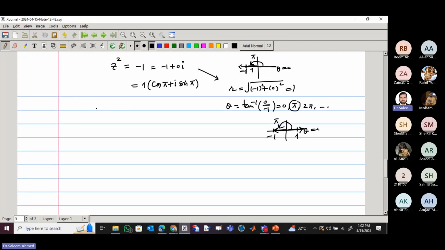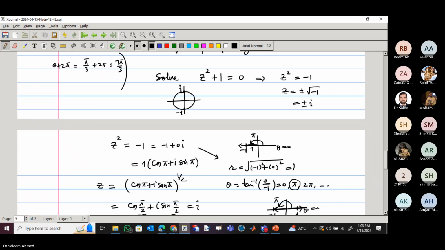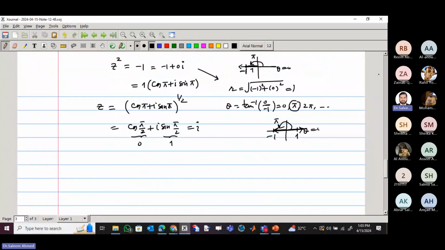Now, if I take the square root on both sides, then it will become cos pi plus iota sine pi to the power 1 by 2, right? This 2 will go there and become 1 by 2. Now, De Moivre's theorem says that this power goes with the angle. So cos 1 by 2 pi plus iota sine 1 by 2 pi. Now cos pi by 2 is 0, sine pi by 2 is 1. The answer is iota. So you see, I got one of the roots. Negative iota is not there, but I got z equal to plus iota. One root is there. So where has the second root gone?